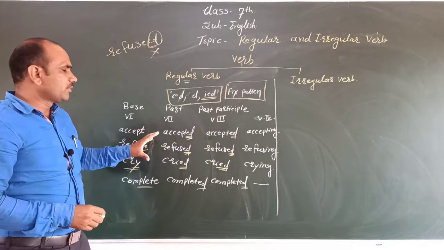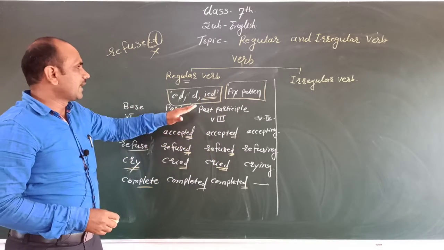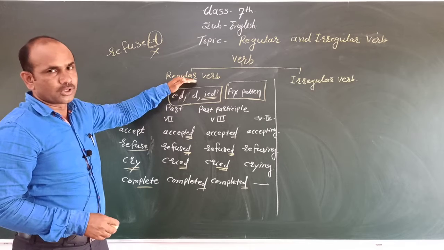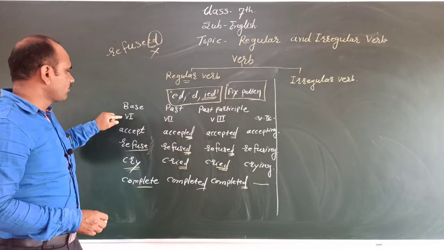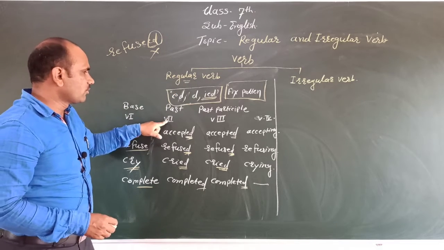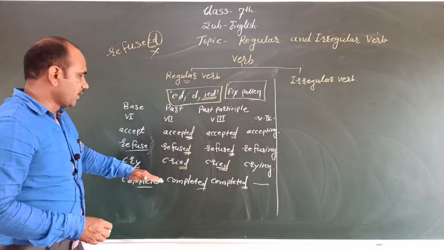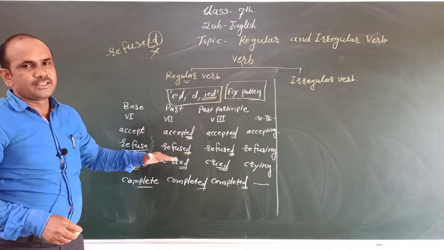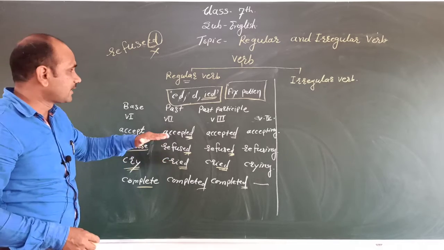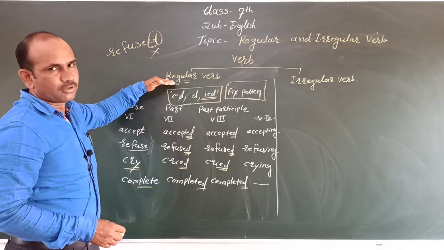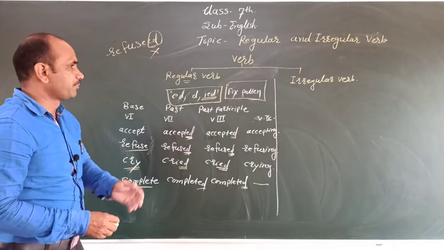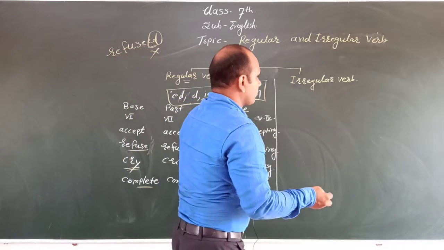If at the end of the verb we are writing the ed, that verb we call the regular verb. Therefore we call first form the verb, second form the verb, third form the verb, and fourth form the verb. In this pattern, we are writing any other verb, that time we call the regular verb. It is very easy to understand. Then we will discuss the irregular verb.